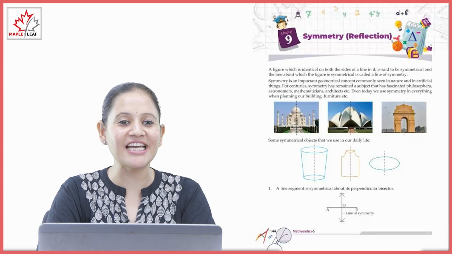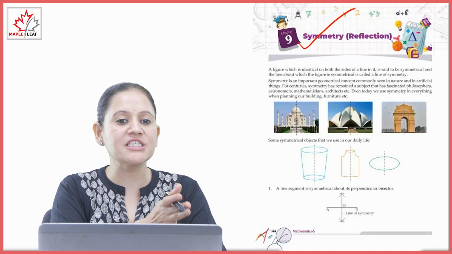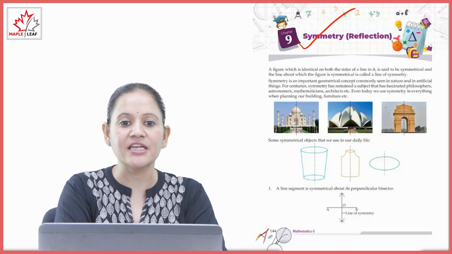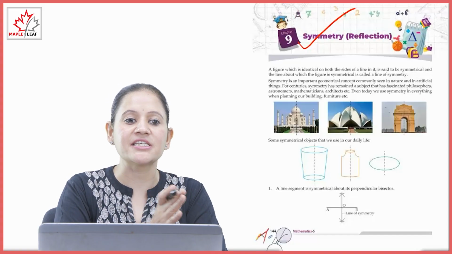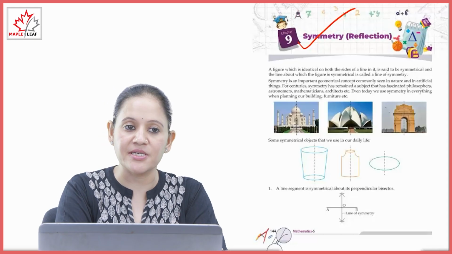Kids, welcome to maths class, and today we'll do symmetry, reflection symmetry. A figure which is identical on both sides of a line in it is said to be symmetrical, and the line about which the figure is symmetrical is known as the line of symmetry.